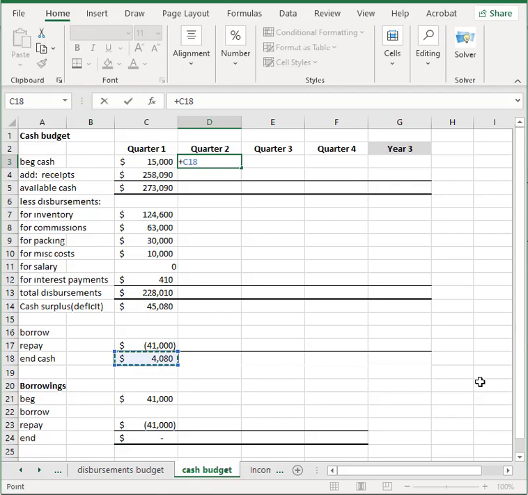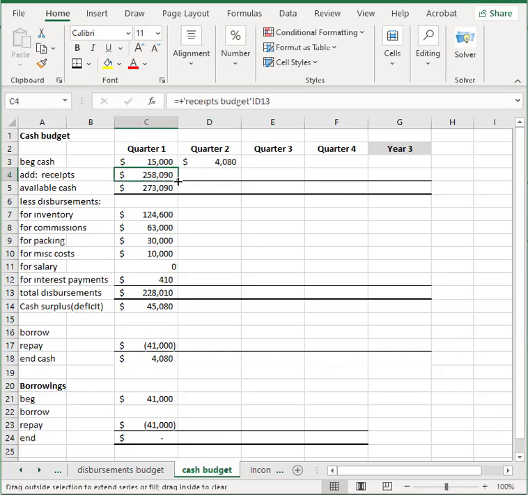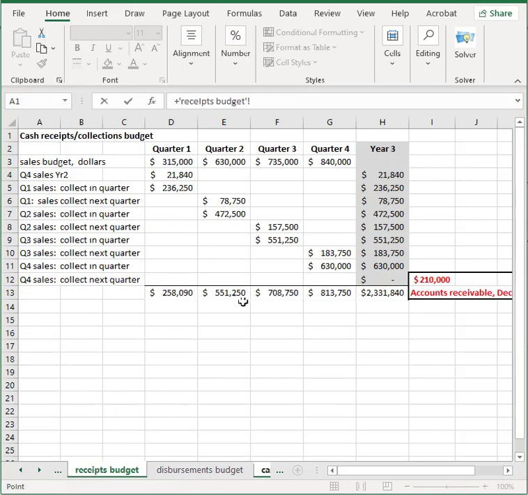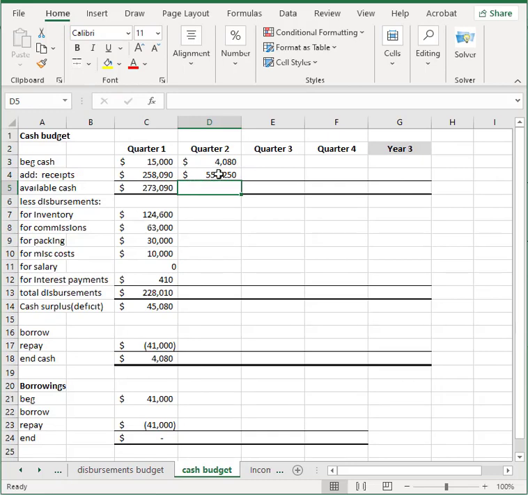Okay, the beginning of quarter 2 is the end of quarter 1. So the cash that you had March 31st, the end of the first quarter, is the same cash April 1st when you came in the morning. And now we want to add receipts. So you can drag this over, or if you want, you can just go and click on it, hit enter and link to it that way.